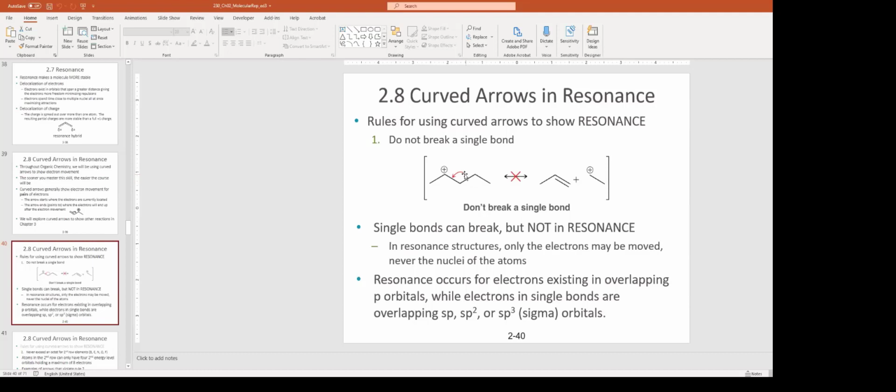If you move a single bond, these atoms are no longer attached, right? And you no longer have the same connection of atoms. You can move double bond electrons and you can move triple bond electrons, so in other words, pi bond electrons. But you may never move electrons in a single bond in resonance. You can do it in reactions, but not in resonance. And we're only worrying about resonance right now.